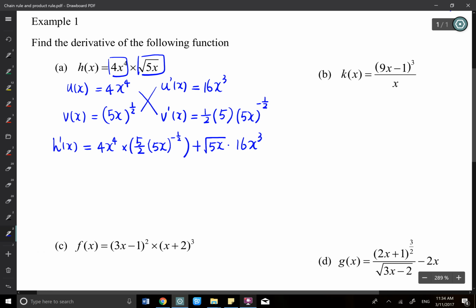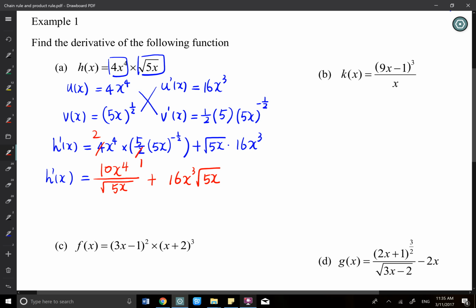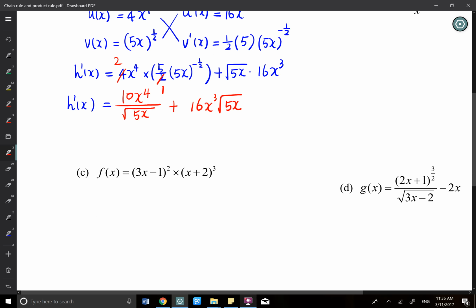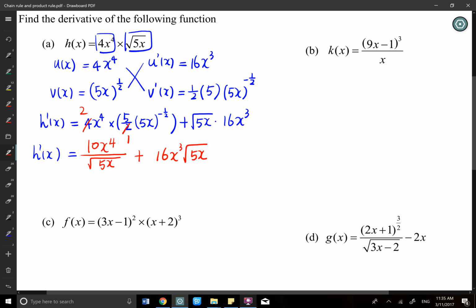And then trying to simplify that a little bit. That 2 and that go, and then we have 5x to the power of 4. This 2 will make 10. It's 10x to the power of 4 over the square root of 5x, and then plus 16x cubed times the square root of 5x. That's how we use the product rule. And then we will think about the next one, because that will use the quotient rule.